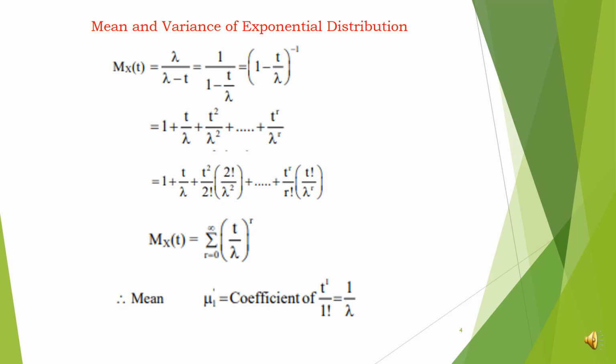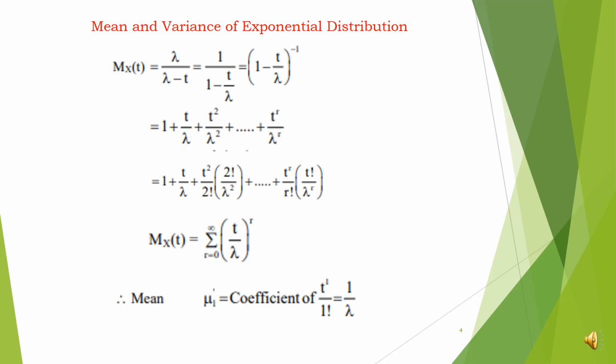We write it as (1 minus t by lambda) the whole inverse. When we expand this, we get the summation from r equals 0 to infinity of (t by lambda) power r. By differentiating the moment generating function, we can obtain various moments of the random variable. This function plays a crucial role in theoretical analysis and simplifies calculation in probability theory.